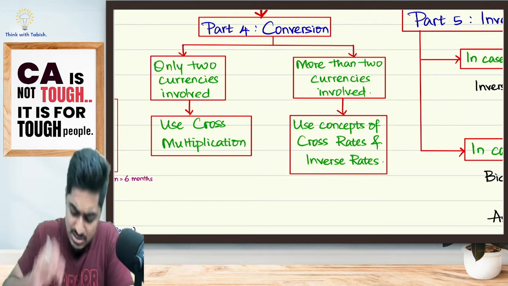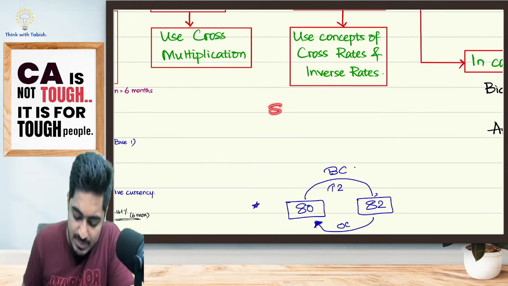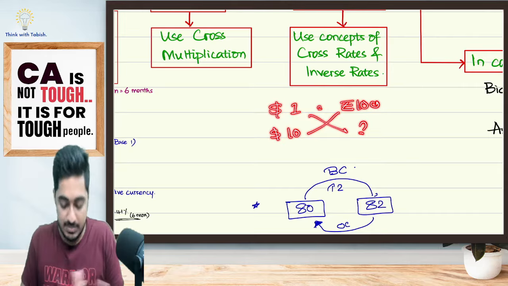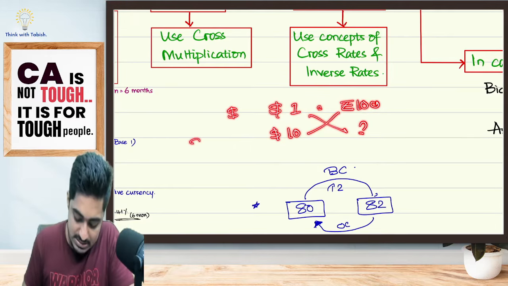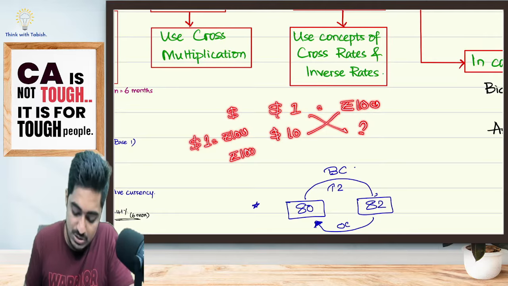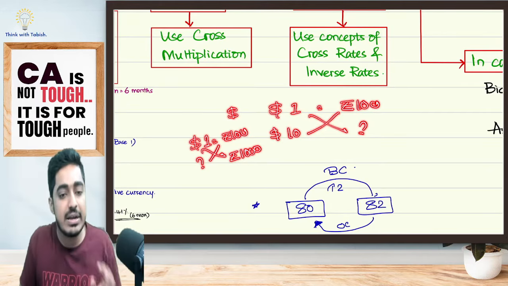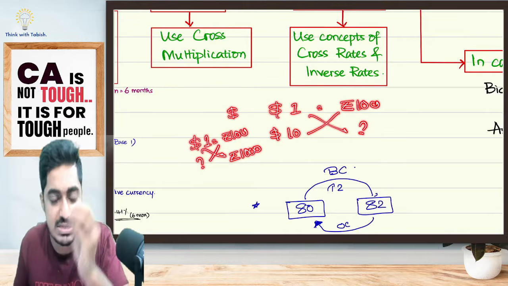Simple cross multiplication, students. I'll just give you one simple thing. Imagine $1 is equal to 100 rupees. I want to know $10 is how much. Simple cross multiplication, 100 into 10. Suppose $1 is 100 rupees, and I am having 1000 rupees. How many dollars will I be getting? Cross multiplication, 1000 divided by 100, $10. Simple, no formulas needed at all.